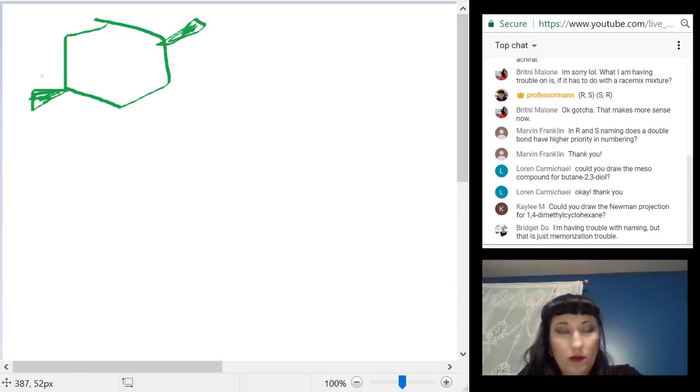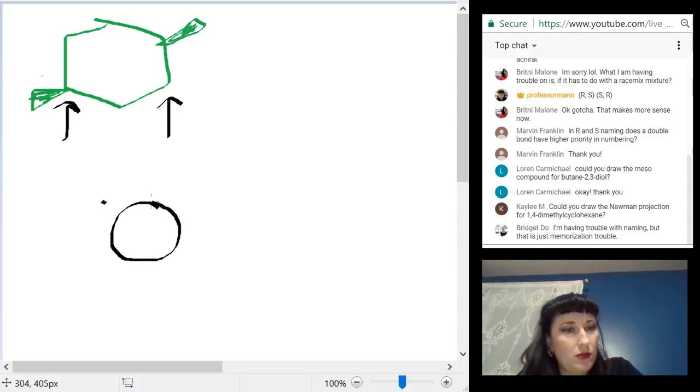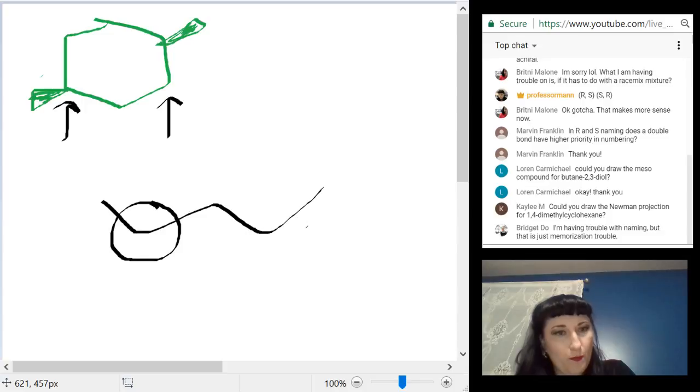And then, like with other ones that we've done, you have to pick which ones you're looking down. So if we look down those 2, oh, that is a bad circle.